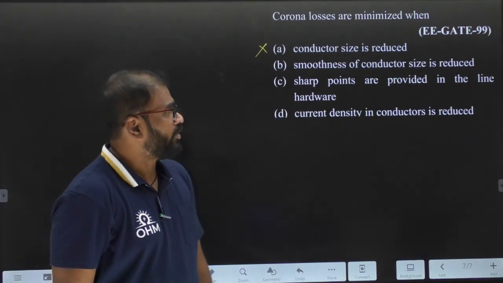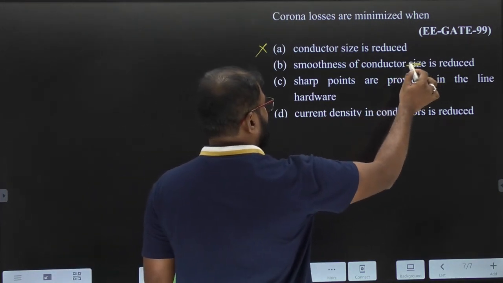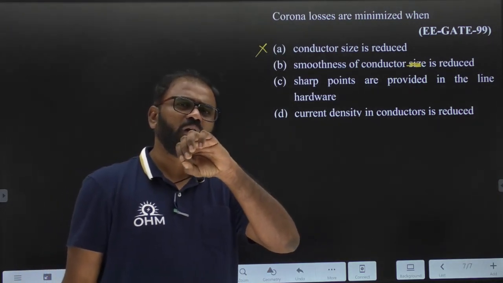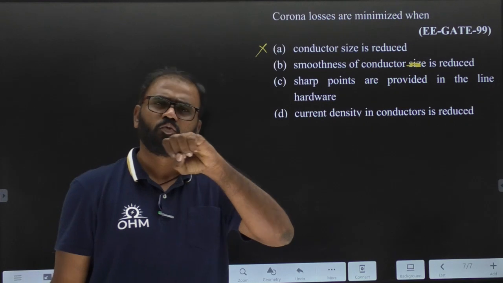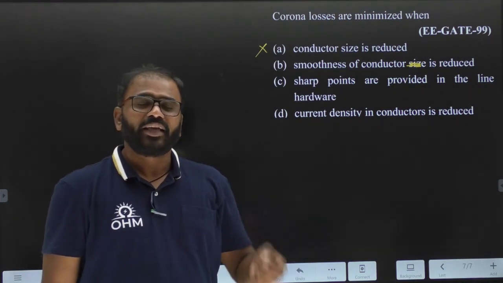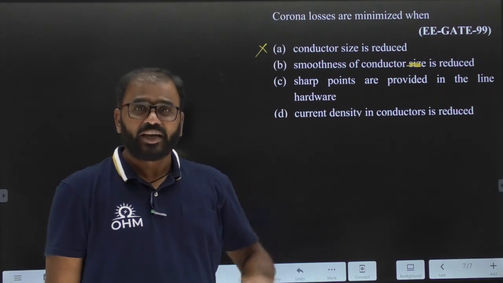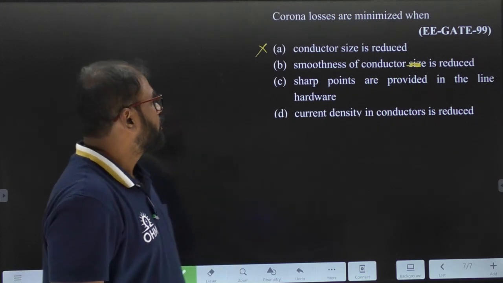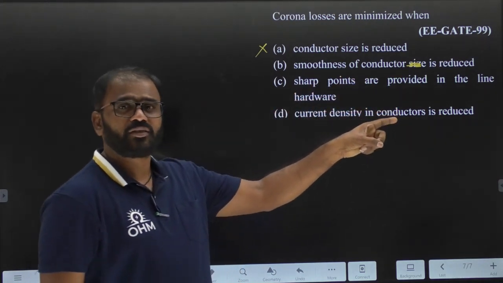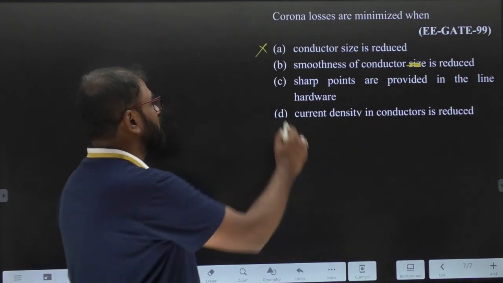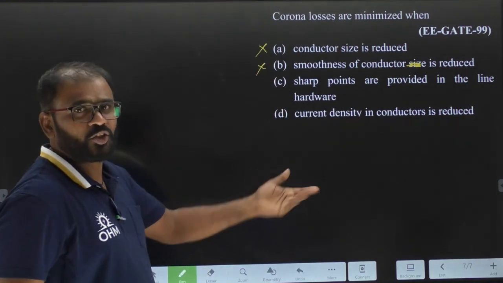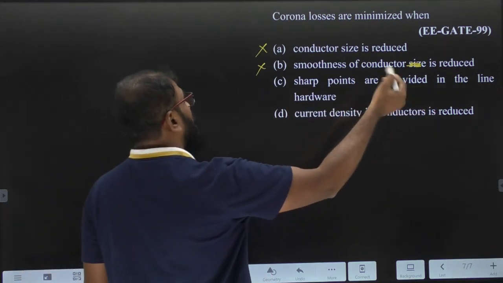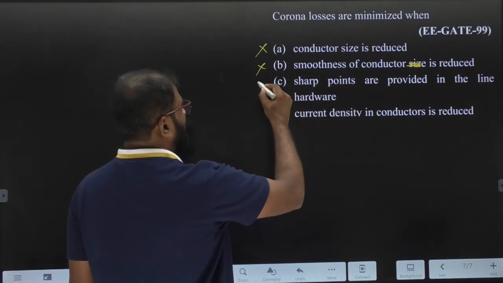In the next option, the smoothness of the conductor is reduced, not the size. If the conductor surface has a lot of irregularities, that means it is not a smooth conductor, then at the edge points the electric field intensity is high, so there are more chances of corona and more corona loss. So if smoothness of the conductor reduces, corona loss is more. That's why this is also not a correct option. Sharp points: just now we discussed, if sharp points are provided on the line hardware, then there is more corona loss, not less corona.